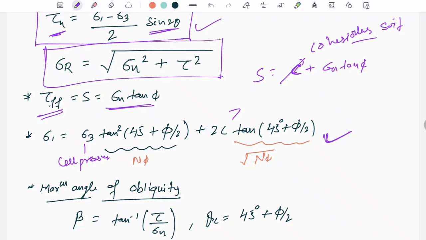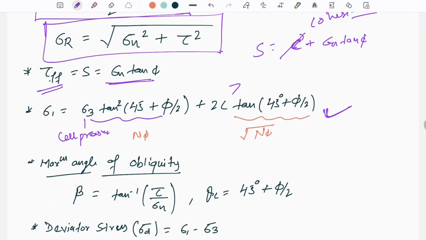Okay, so this term, tan square (45 plus phi by 2), is nothing but N phi. And if it is tan (45 plus phi by 2), then you can write it directly as root under N phi, just the square term is omitted. So this expression is used to solve the numerical questions.